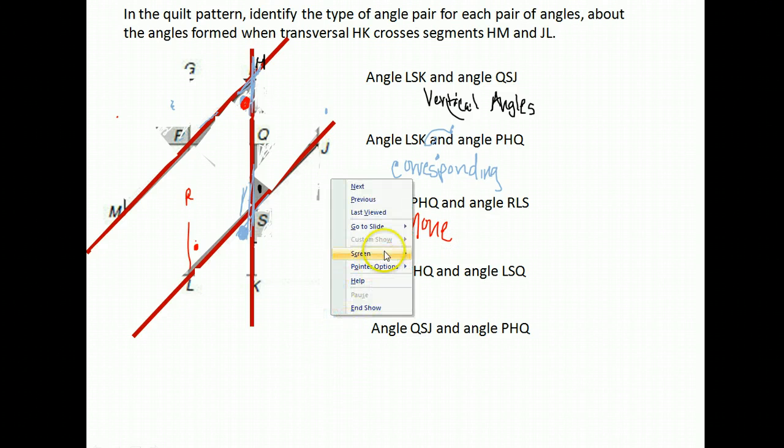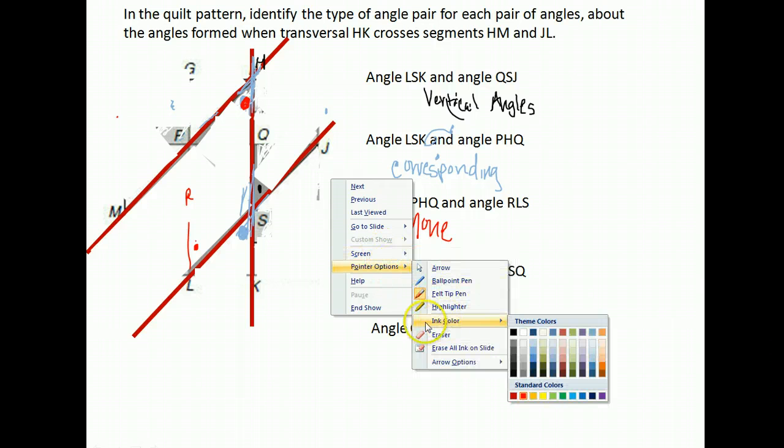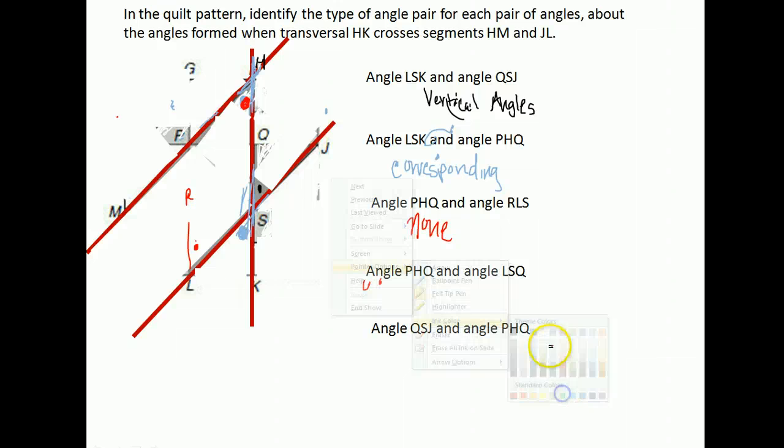Notice they are not even on the same transversal. Okay, they're like opposite each other, not even attached. So these really, those are not an angle pair at all. Okay, so they have a few in here that they're just trying to be tricky with you.